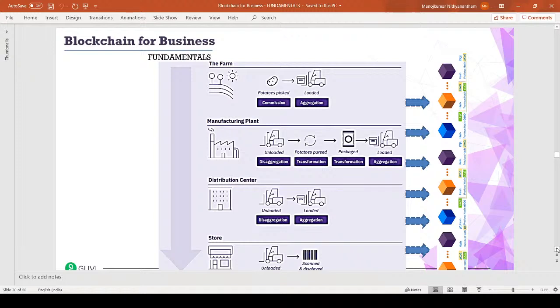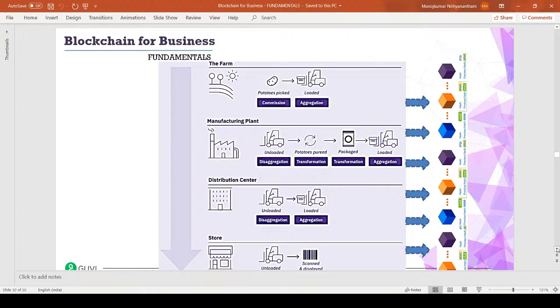So the rights and the permissions, and also on what conditions the transaction is approved. For example, the potatoes being shared by the farmer to the transporter should be approved only on the condition of those potatoes weighing exactly so many kgs, and also being from that particular location. Otherwise, the transaction should not be approved.